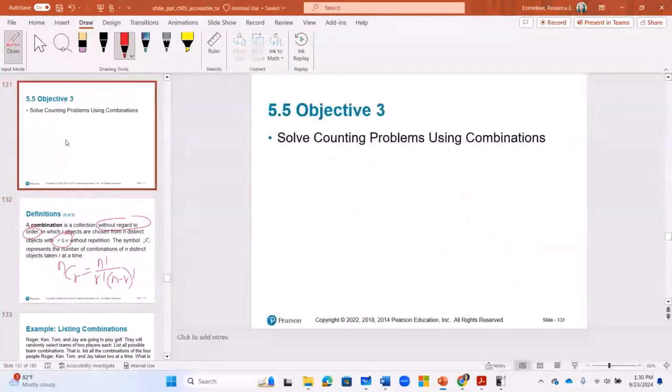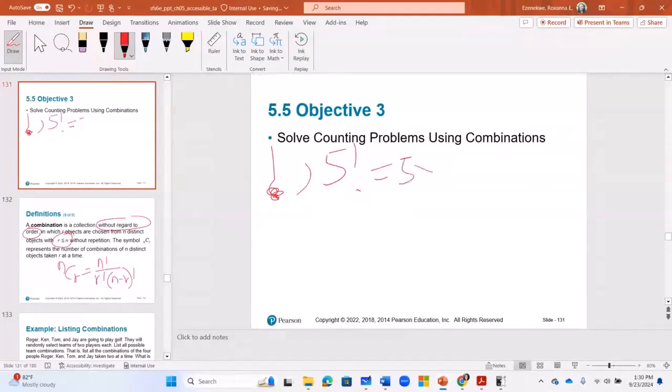Suppose I'm just talking about factorial now. So the first definition is factorial. Factorial looks like an exclamation mark. If I say 5 factorial, it means 5 times 4 times 3 times 2 times 1, and that means multiply all of them. 5 times 4 is 20. 20 times 3 is 60, times 2 is 120. Therefore, 5 factorial is 120.